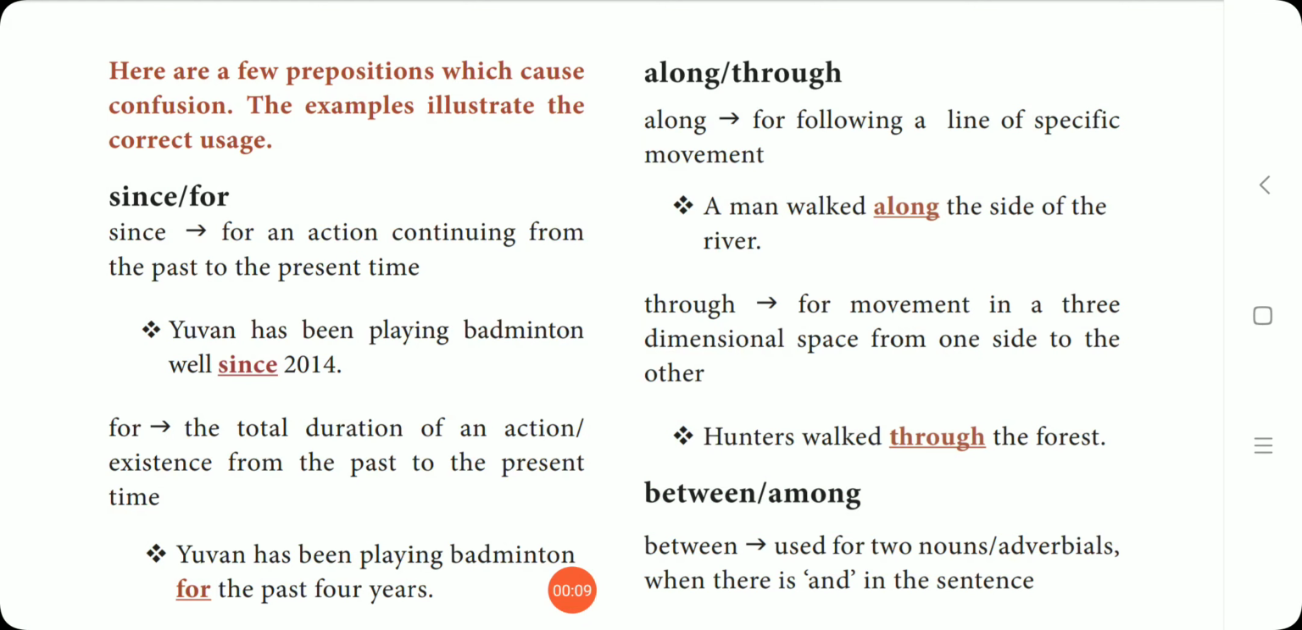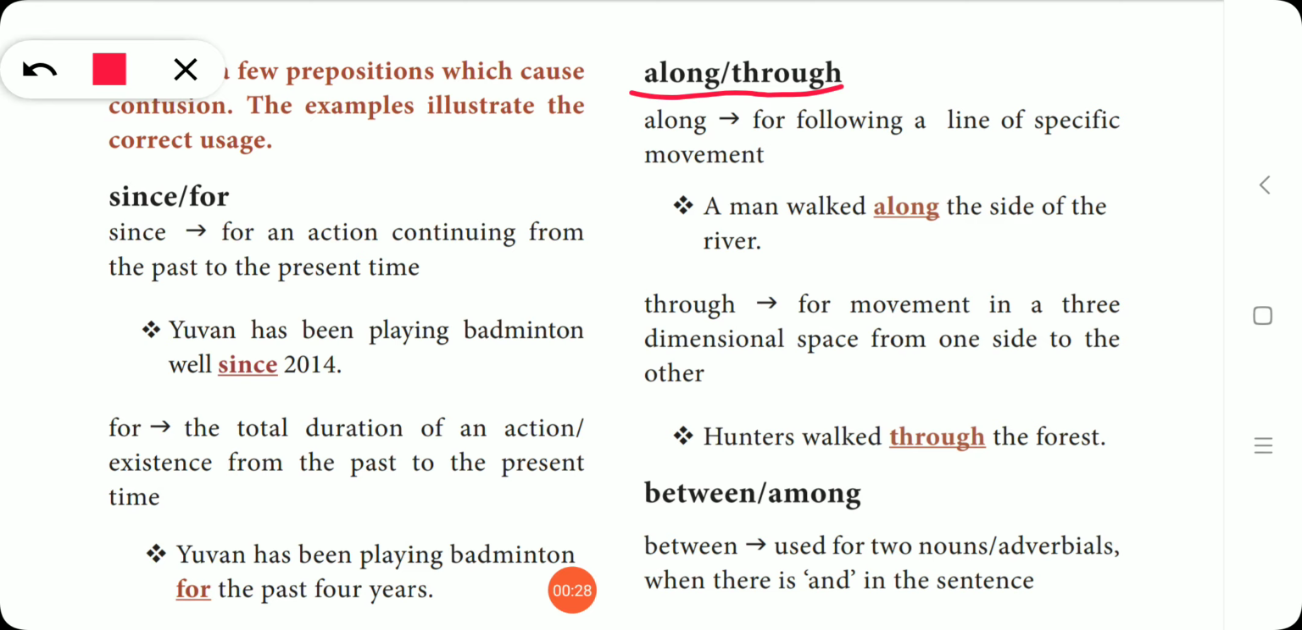So we are seeing prepositions. Already we have seen where to use since, for, above, over, below and under. So in this class we are going to see where to use along and through. So let us see the book first.